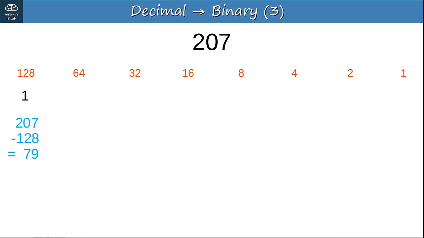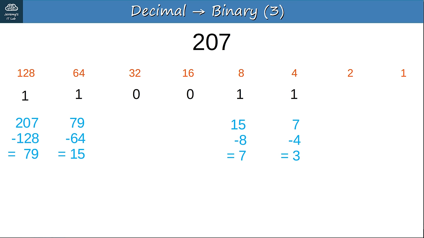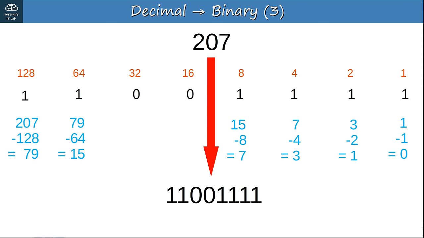Subtract 128 from 207 and write a 1 under 128. Subtract 64 from 79 and write a 1 under 64. We can't subtract 32 from 15, so write a 0 under 32. You can't subtract 16 from 15 either, so write a 0 under 16. Subtract 8 from 15 and write a 1 under 8. Subtract 4 from 7 and write a 1 under 4. Subtract 2 from 3 and write a 1 under 2. And finally, subtract 1 from 1 and you get 0. There's the answer. Decimal 207 is equivalent to 11001111 in binary.